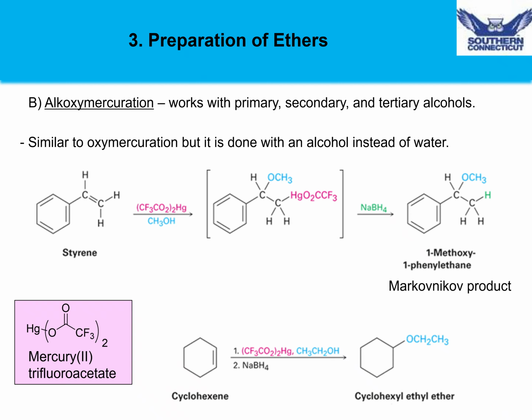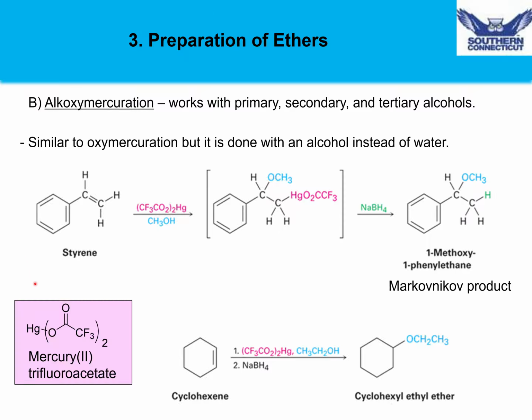Another reaction to make ethers is the alkoxymercuration. This typically starts off with an alkene, and we add a mercury reagent plus an alcohol to make an ether. This is very similar to the oxymercuration, which we learned about previously, where an alkene is treated with a mercury reagent plus water to make an alcohol. The reaction that we're about to cover, the alkoxymercuration, works well with primary, secondary, and tertiary alcohols.